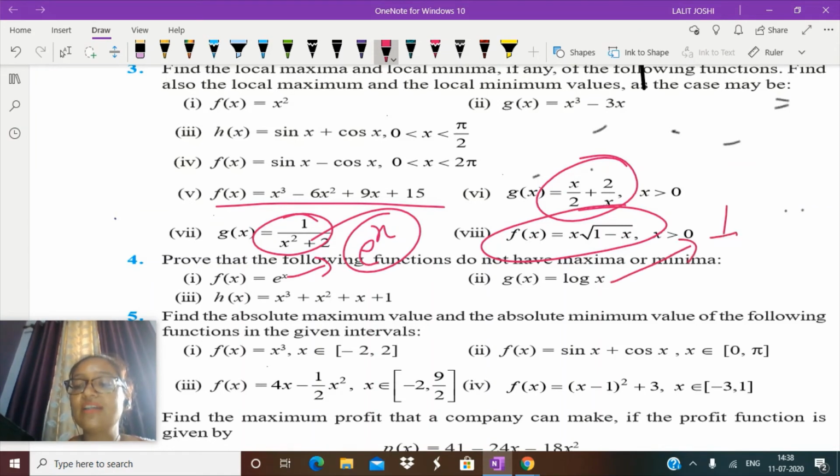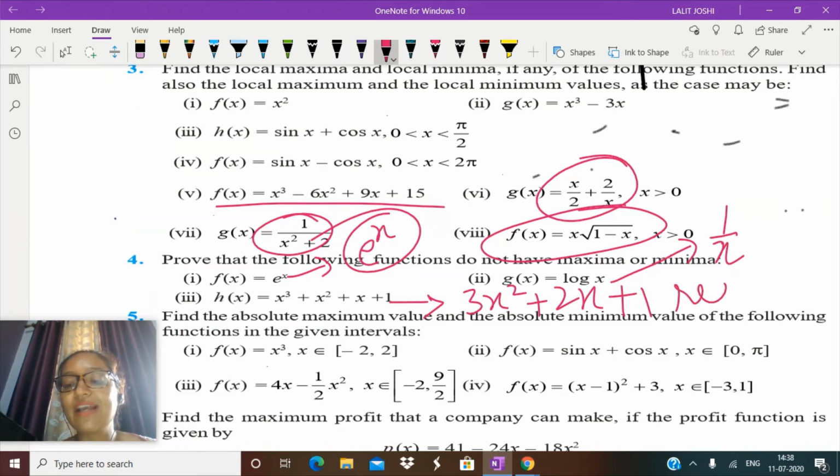Similarly, for the log x, it is 1 upon x, which will never be 0 for any of the value. Hence, we cannot find maxima or minima. Over here also, if I differentiate it, what will I get? I'll just get 3x squared plus 2x plus 1. And I'll just see that it has no real roots. No real roots means again I cannot find any turning points, hence no maxima and minima, right?